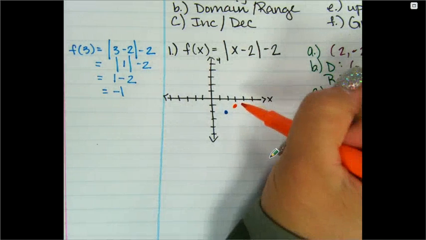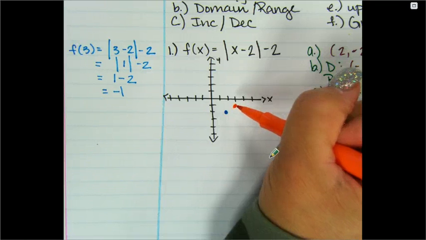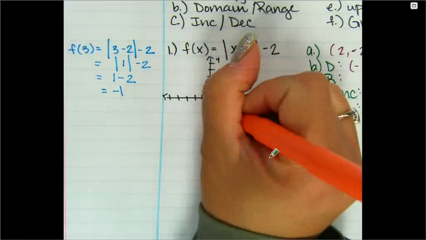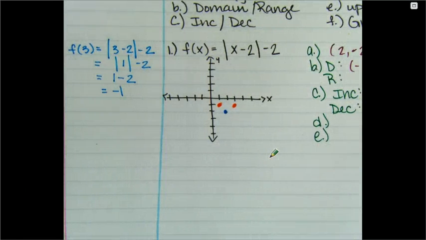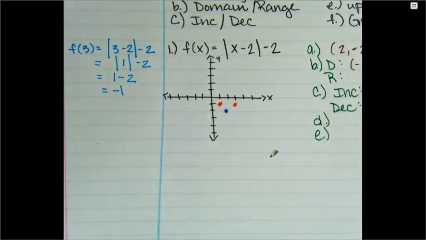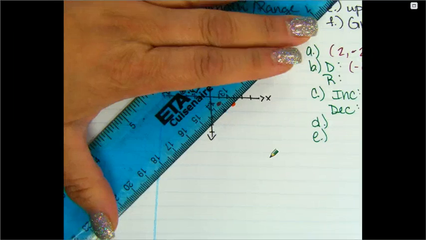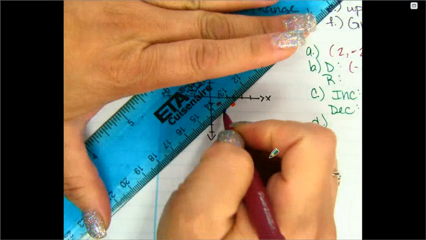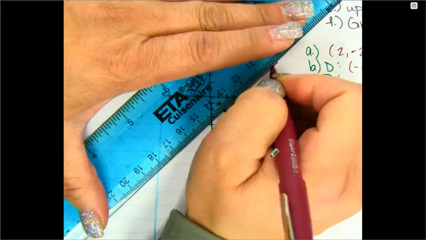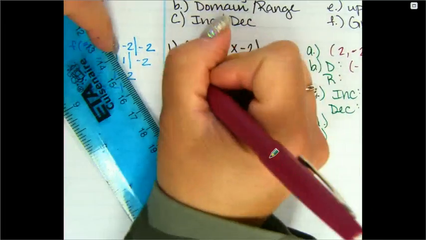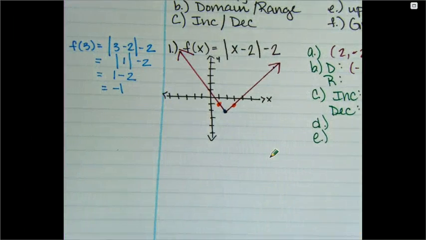And can I mirror that? Where can I mirror it? 1 comma negative 1. Is that it? Could I pick another point? I could. Probably help me determine what this looks like a little bit better, but I won't make you. Straight lines. Oh, it's beautiful. Okay, now what?